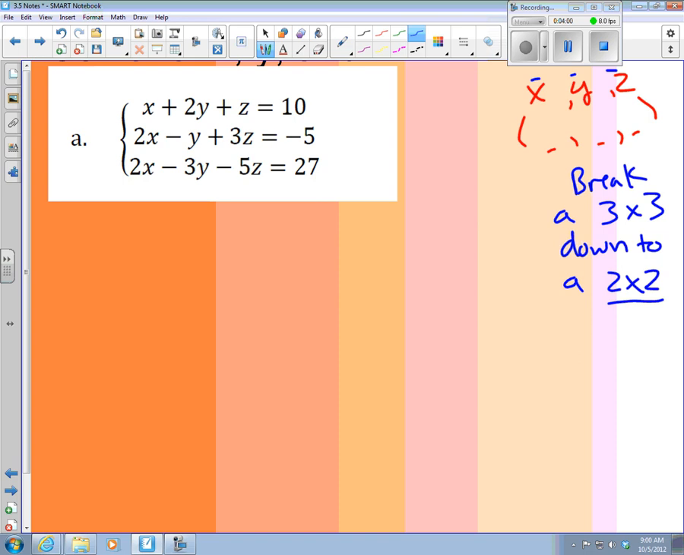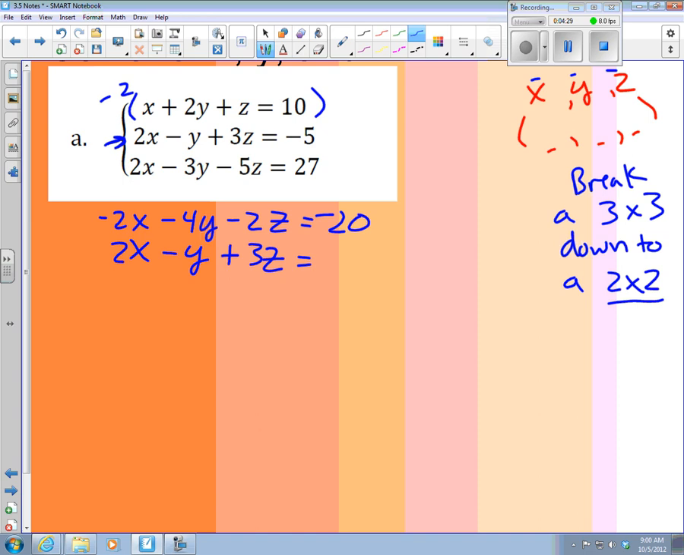And I'm just going to do this. First thing I'm going to do is, well, this is 2x right here. I'm going to multiply this top equation by -2. If I do that, I can eliminate the x's. Now my new equation for this top equation is going to become -2x minus 4y minus 2z equals -20. I'm going to bring down that second equation now right here. 2x minus y plus 3z equals -5.